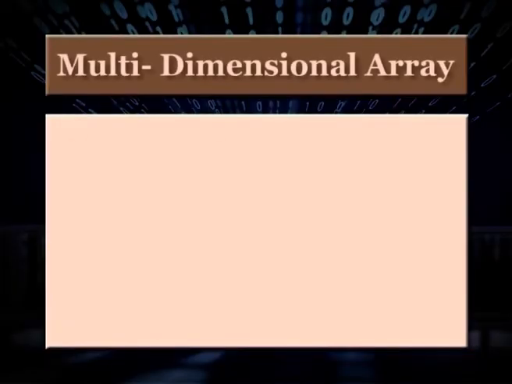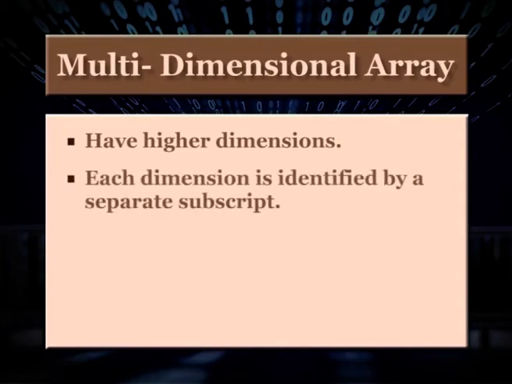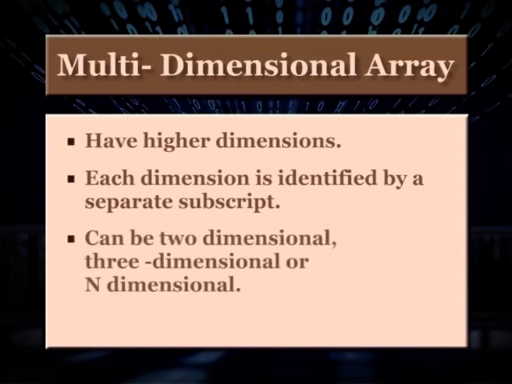Nowadays, the whole of space research is done on computers, and my dear friends, space needs the 4th dimension also, that is time. Now can you visualize the significance of arrays? Thus we can say that multi-dimensional arrays have higher dimensions. They are defined in the same way as a one-dimensional array, but each dimension is identified by a separate subscript. In general, a multi-dimensional array can be 2-dimensional, 3-dimensional or n-dimensional. But C++ can handle only up to 3-dimensional arrays.